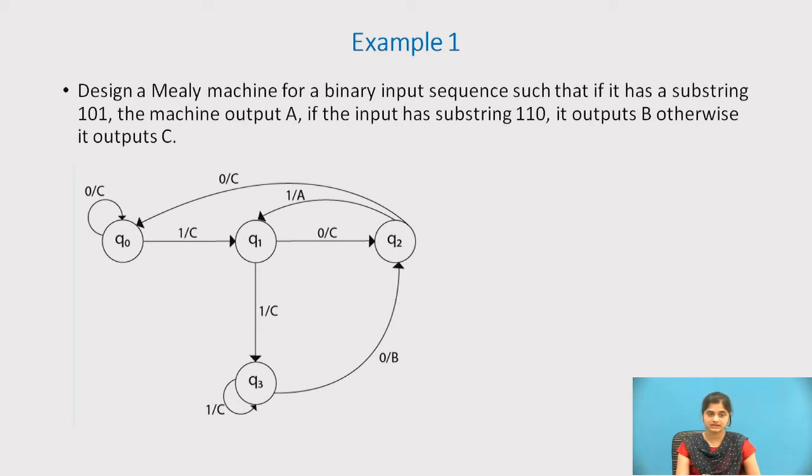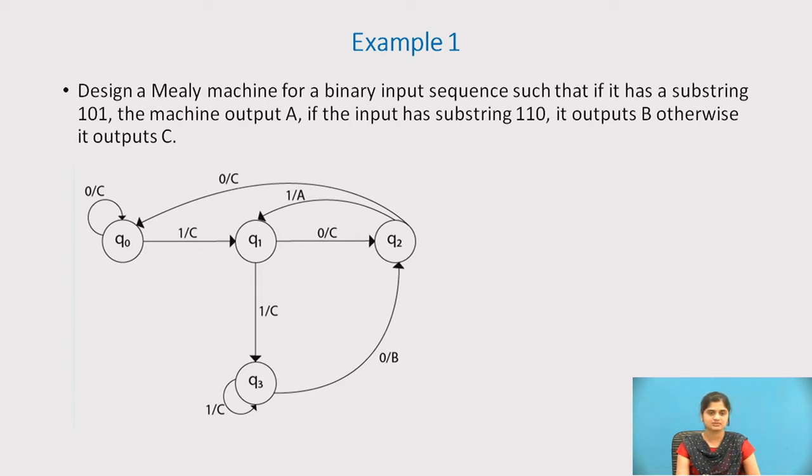Next, if 1 is given as input to Q0, it is reaching Q1. Again, if 1 is given, it is reaching Q3. And if 0 input is given to Q3, it is reaching Q2. And we know that for the string 110, we want the output as B. So the arrow which is going towards Q2, there we are having the output as B. And for rest of all the strings, you can see the output is C. So in this way we have designed the Mealy machine.